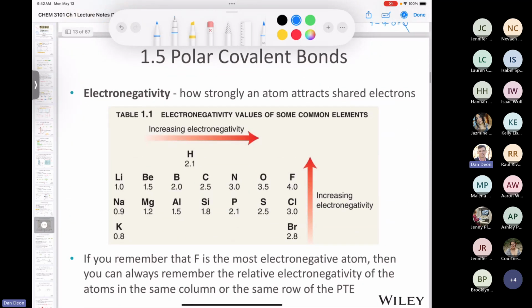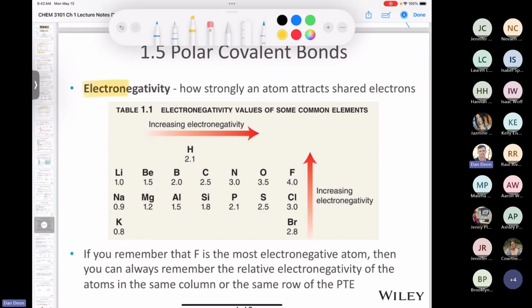So let's talk about polar bonds for a second and non-polar bonds and ionic bonds and what all those things mean and why it's pertinent to us as organic chemists. So first of all, electronegativity. What is the definition of electronegativity? Well, it's how strongly an atom attracts shared electrons. And so if they're shared electrons, it's implied that they're involved in a bond, right? They must be bonding electrons.